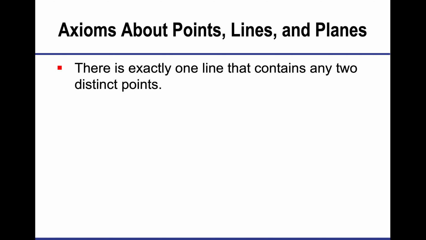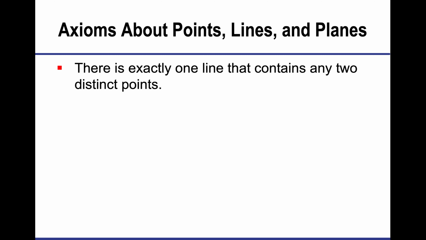There are some axioms that you have between points, lines, and planes. This lesson is really a lot of vocabulary, so the majority of what you're doing when you're listening to this lecture is processing the different definitions that I'm putting out there. So there is exactly one line that contains any 2 distinct points, meaning I can only draw one line through 2 points. If I have one point, I can draw all kinds of lines through it.